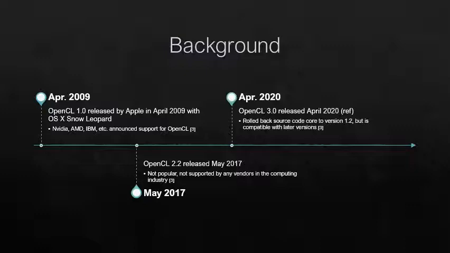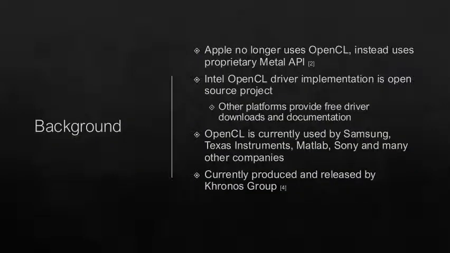The most recent release of OpenCL was a new step for the platform in that it reverted to the core of the 1.2 release, making all the features released after that point optional and completely backwards compatible. Another reason for this recent rollback is the difference in user base since its creation. Apple has since stopped using OpenCL and now uses its own proprietary Metal API for their operating systems.